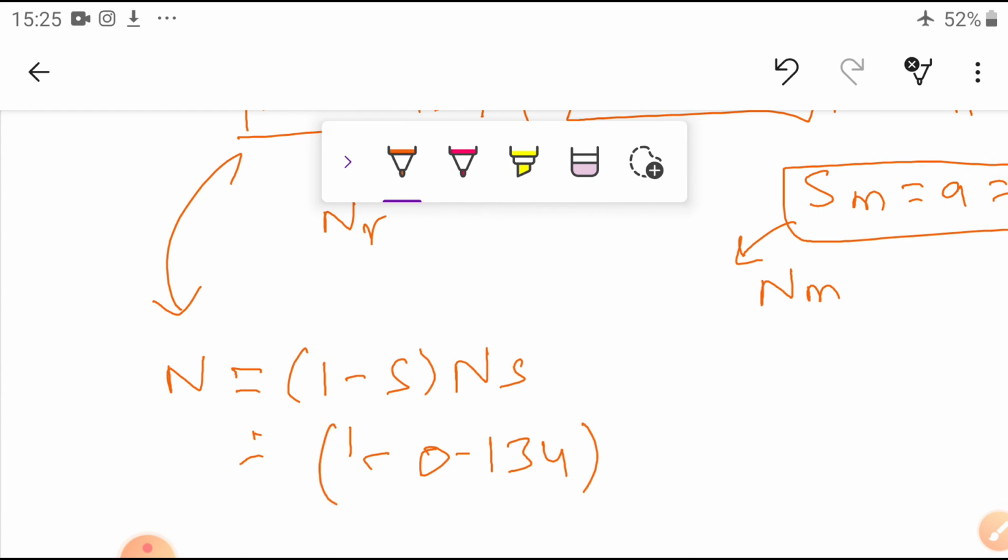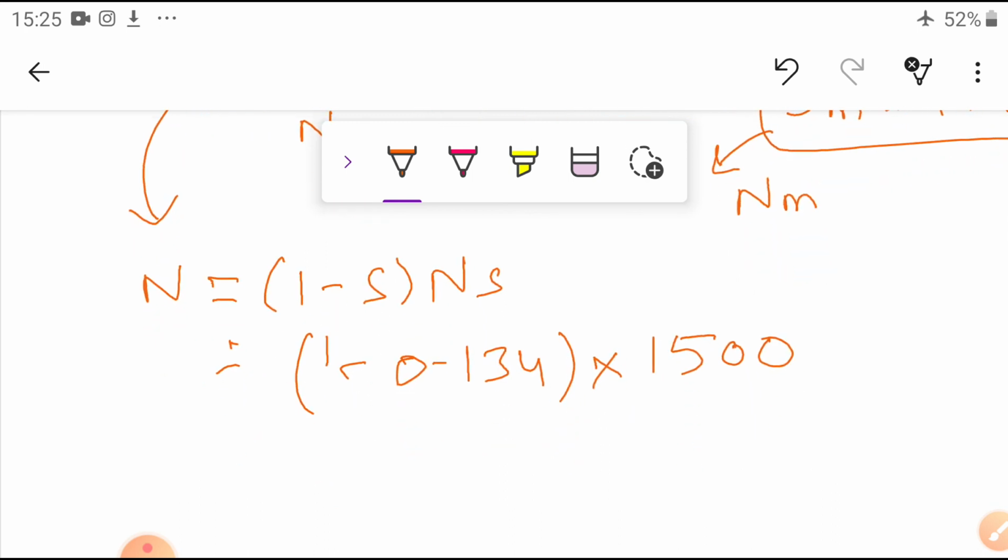Okay, so a 4 pole machine means 1500 rpm. Then nearly, what is the speed we are going to get? Simplifying this, we get nearly 1299 rpm.